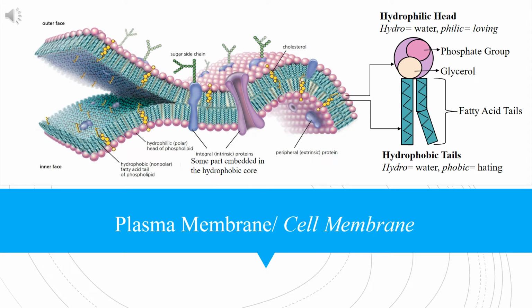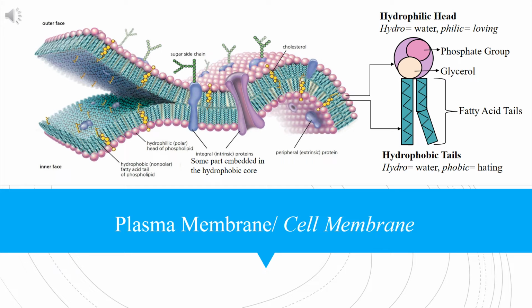A hydrophilic head is made up of a glycerol molecule and a phosphate group. Because the phosphate group is negatively charged, the overall charge of the hydrophilic head is negative. And because of this, the hydrophilic head is also known as the polar end of the phospholipid. The hydrophobic tails are made up of two fatty acids, and because these fatty acids do not have any charge, the hydrophobic tails are also known as the non-polar end of the phospholipid.